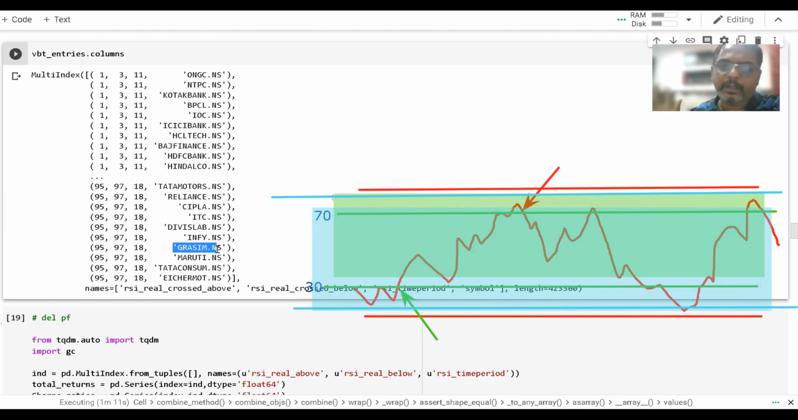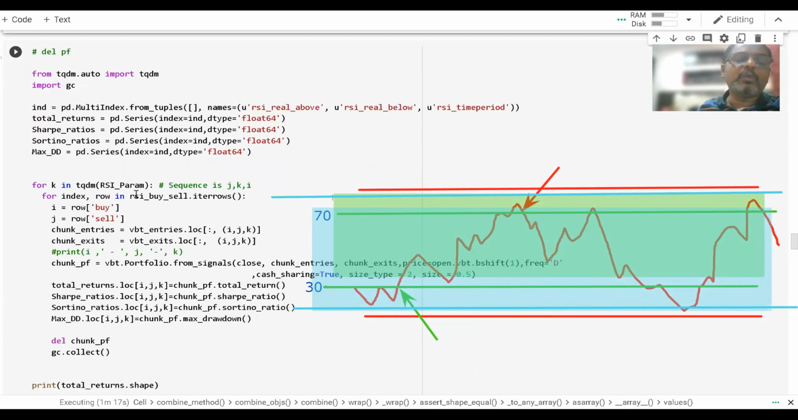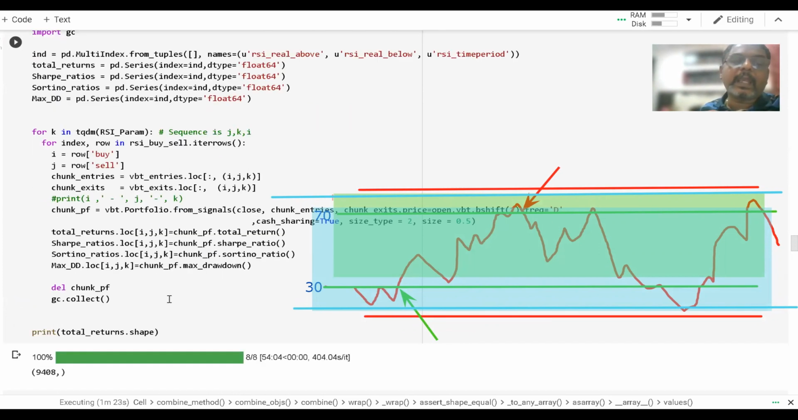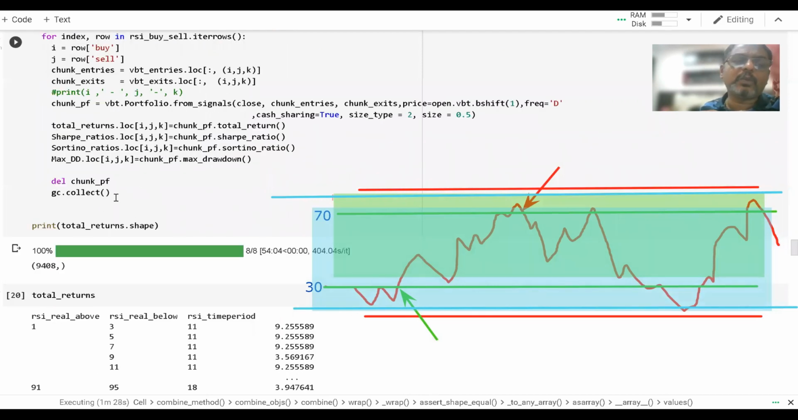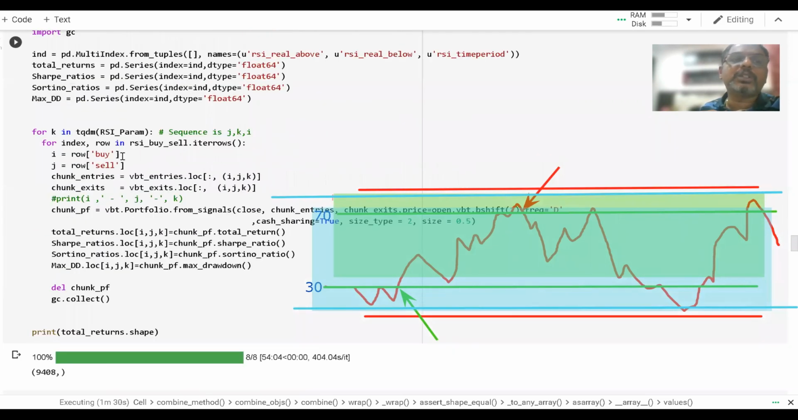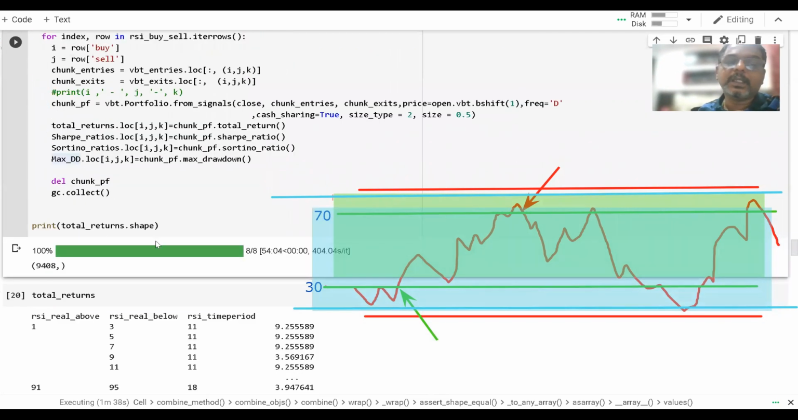So there are about 45 different stocks that we are testing, and if I run this, what I am doing here is running it for each combination in a loop and creating a portfolio. When I create a portfolio, I'm going to be storing the most important values: the total returns, the Sharpe ratio, Sortino ratio, and maximum drawdown. I'm storing that in different arrays. This takes more than 1 hour to run.